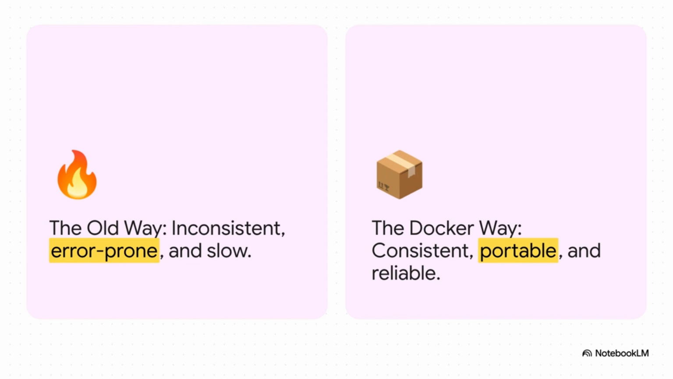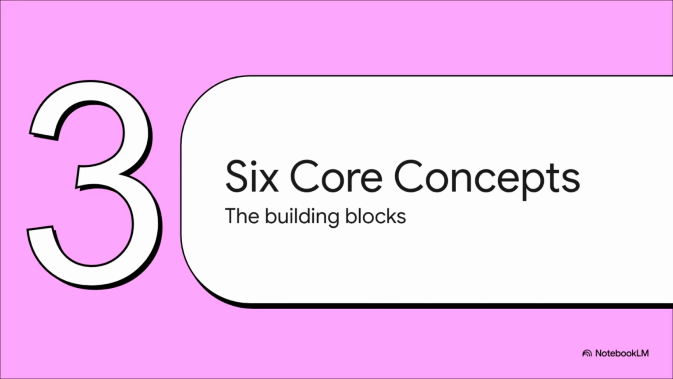And this slide just lays out the shift perfectly. You go from this chaotic, error-prone process that's full of guesswork to something streamlined and reliable. With Docker, your code just runs the same everywhere. From your laptop to the production server, the environment is completely identical. So how does Docker pull off this magic trick? Well, it's not actually magic. It's a set of really clever building blocks. Let's break down the 6 core concepts you gotta know to really wrap your head around containerization.